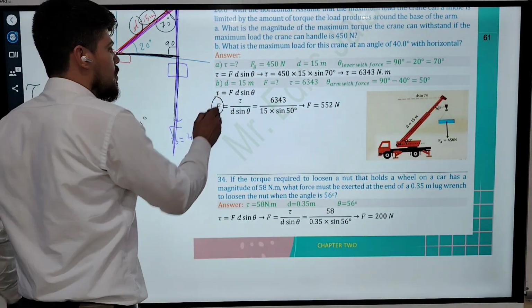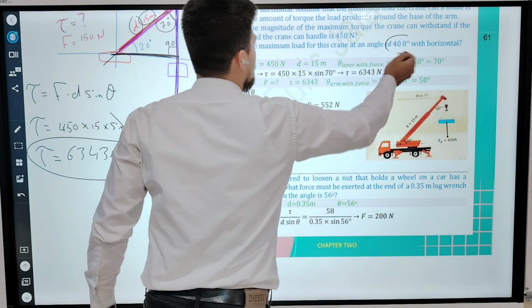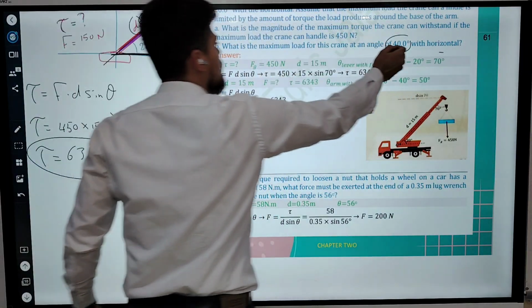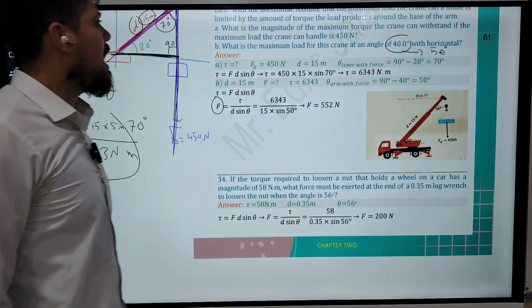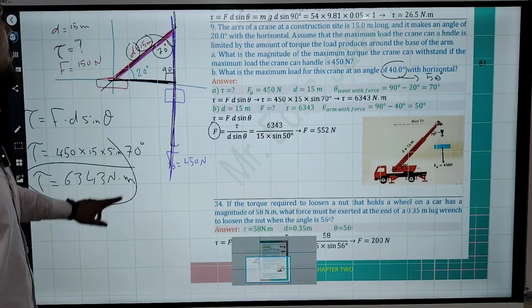The second branch: for the same torque, we have to find the maximum load. We have to find what? Force for the same torque. But in this case, the angle is 40 with the horizontal. We have to convert this 40 to 50 degrees.